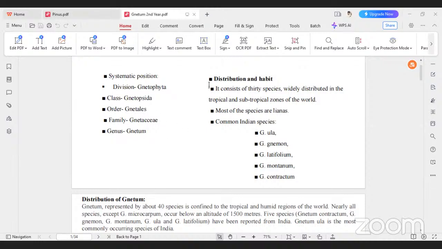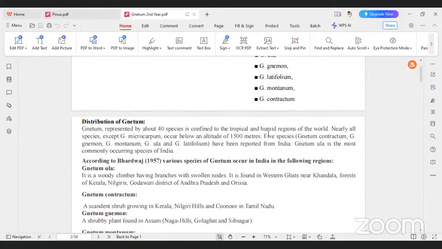First heading in Pinus is distribution, and here also the heading is distribution. It consists of 30 species widely distributed in the world, in tropical and subtropical zones. Most of the species are lianas. What are lianas? Woody climbers are called lianas. Some common Indian species are important here, as with Pinus. Here are some Indian species: Gnetum ula, Gnetum gnemon, Gnetum latifolium, Gnetum montanum, Gnetum contractum. They are some Indian species.